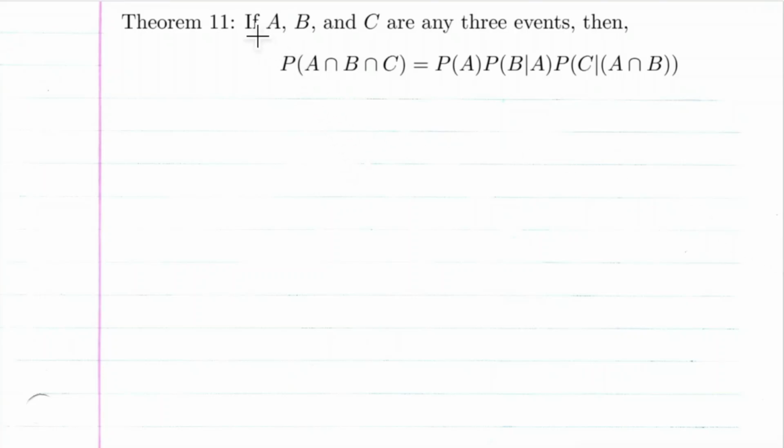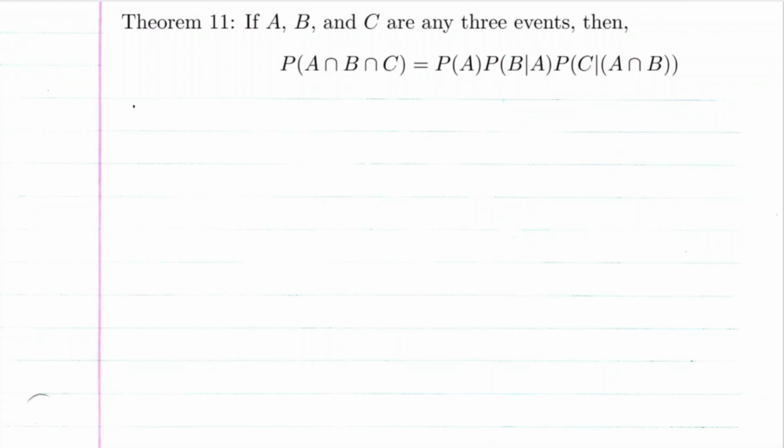Okay, so we want to prove that if A, B, and C are any three events, then the probability of A and B and C occurring would be equal to the probability of A occurring times the probability of B occurring, given that A had already occurred, times the probability of C occurring, given that A and B had already occurred. So, of course, in order to prove this theorem, we need the definition of the conditional probability.